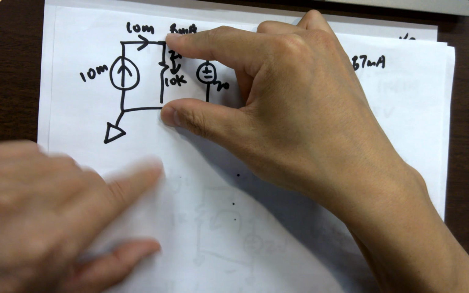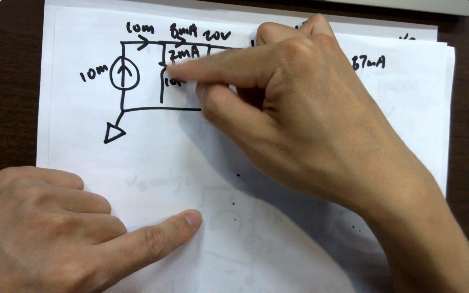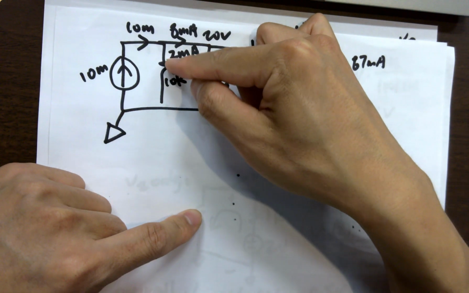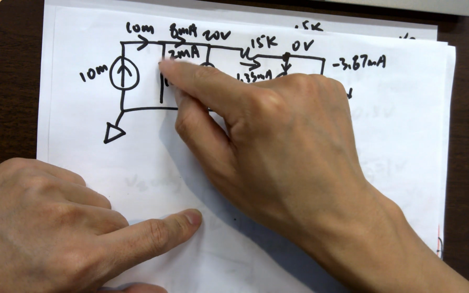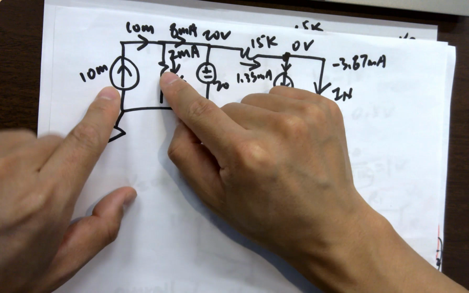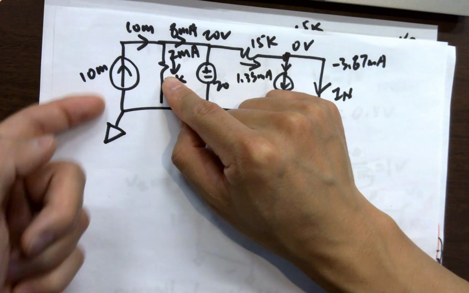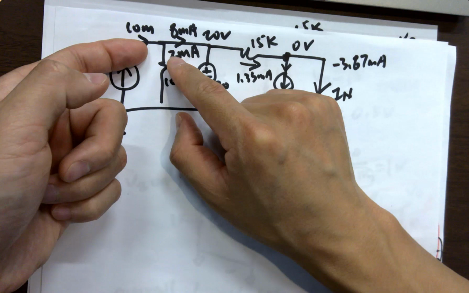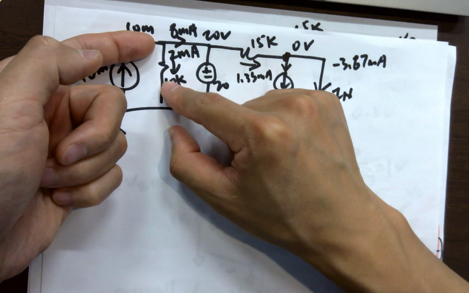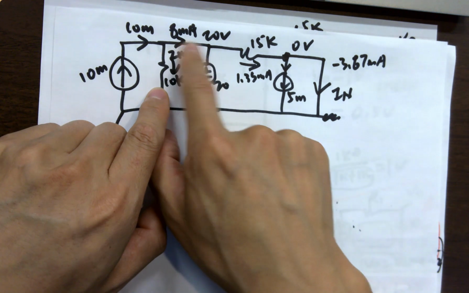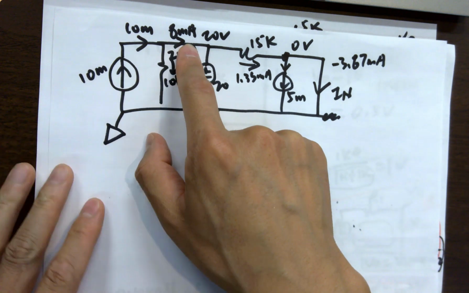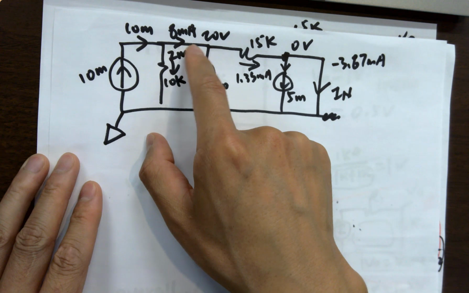20 volts, 20 volts. So what's the current flowing through it? For sure. What's the current? 20 volts divided by 10K, 2 milliamps, no problem. Okay, for sure. 10 milliamps, for sure. It tells me it's 10 milliamps, I have to trust it. It's an ideal source. 10 milliamps, 2 milliamps, for sure. So it has to be 8 milliamps, for sure. So this wire is having 8 milliamps. Okay, for sure.